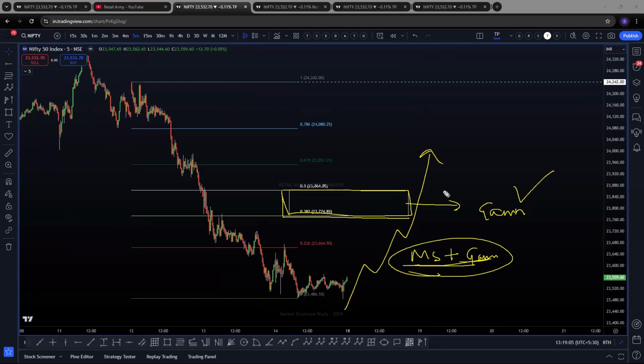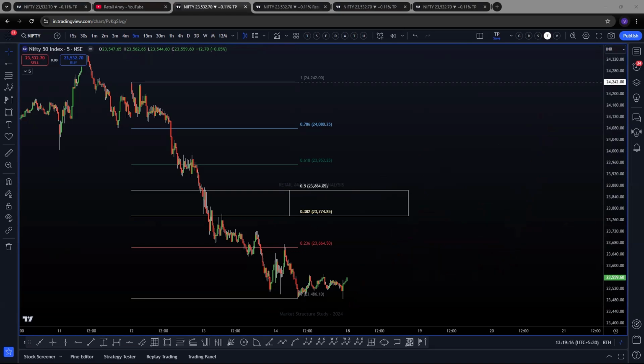Market structure, I will update it. We want to see a pullback and then an up move. So what happens when 38 to 50% breaks? Shift to only your Gann levels. I'll keep you updated in the Telegram group.